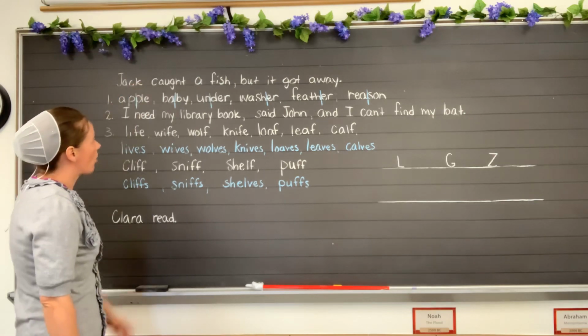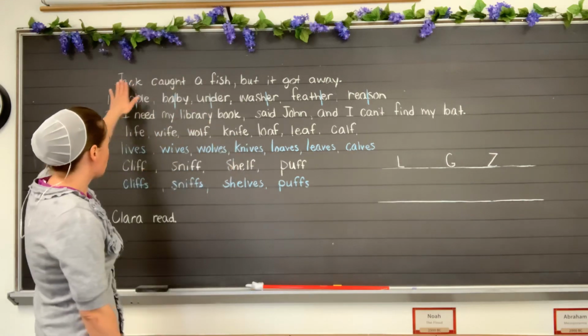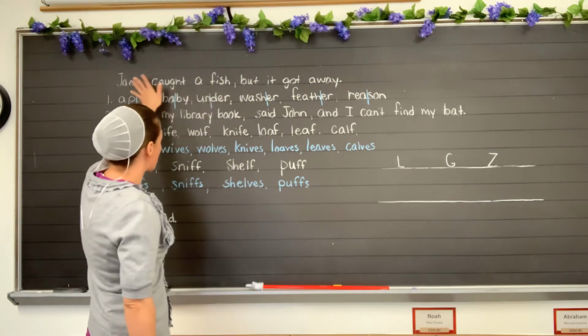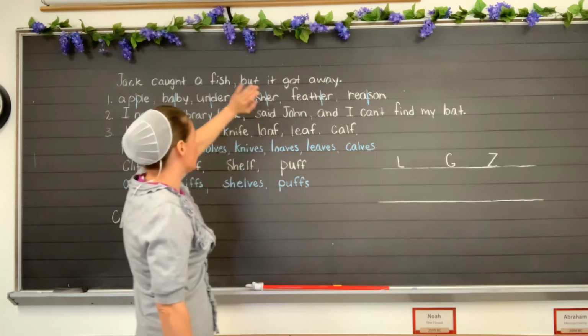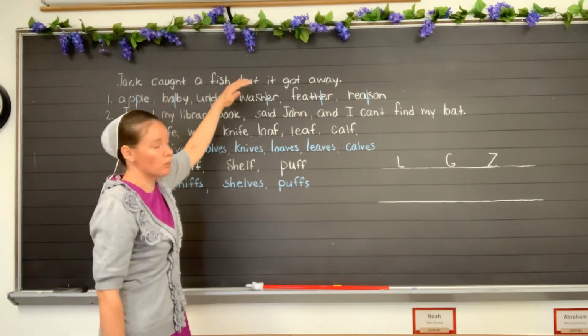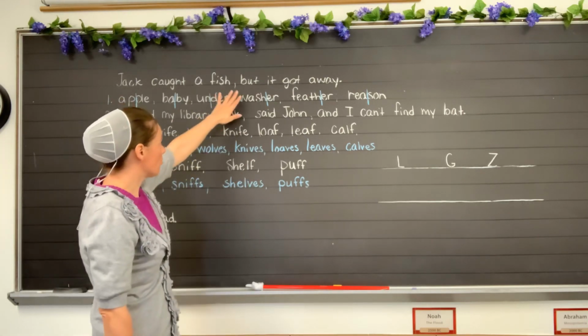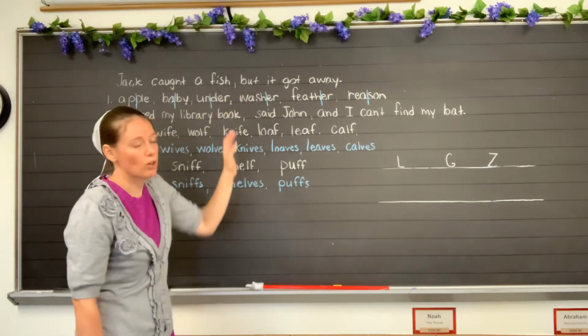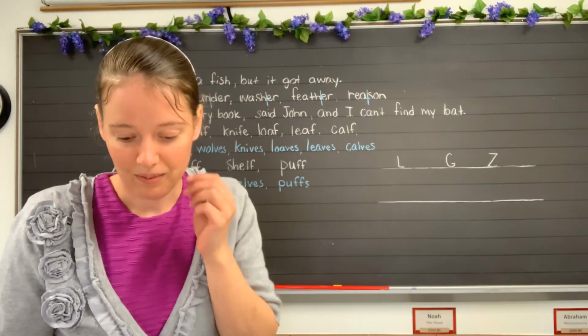We have Jack caught a fish, but it got away. So it's a compound sentence because Jack caught a fish would be one sentence and it got away would be another sentence, but they joined it with the word but, and also they put a comma in, so don't forget your comma. Commas always go just before that little word in the compound sentences.